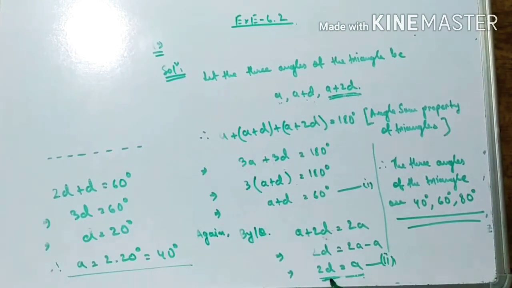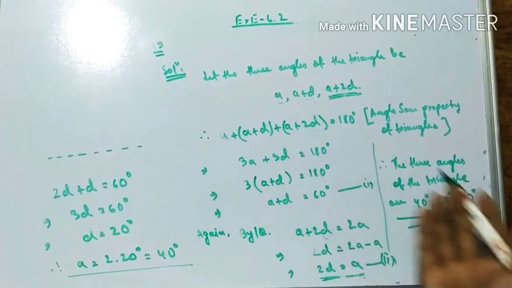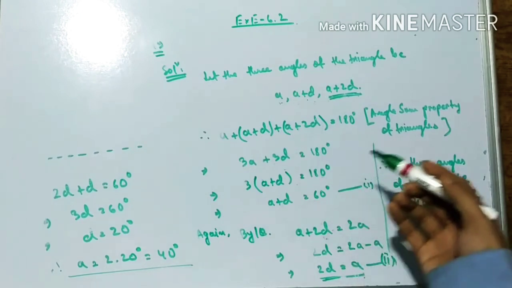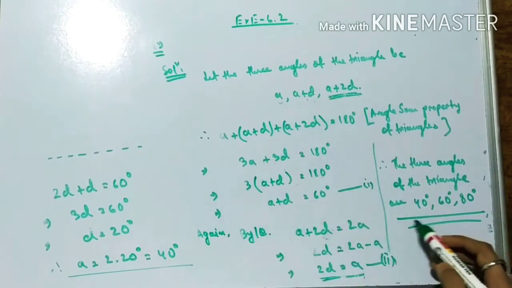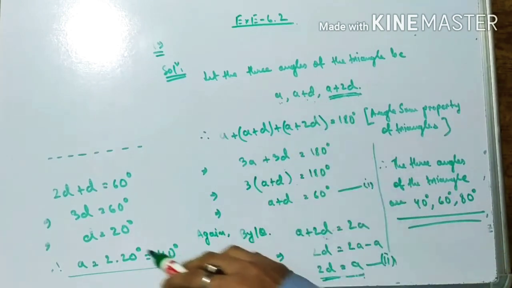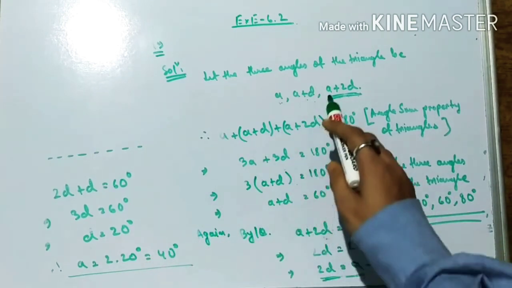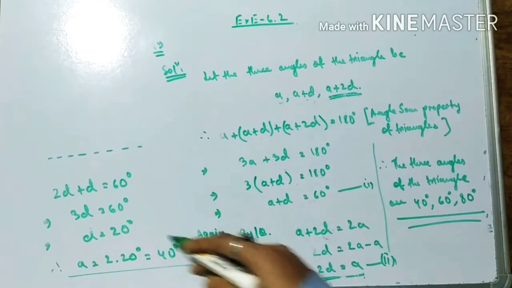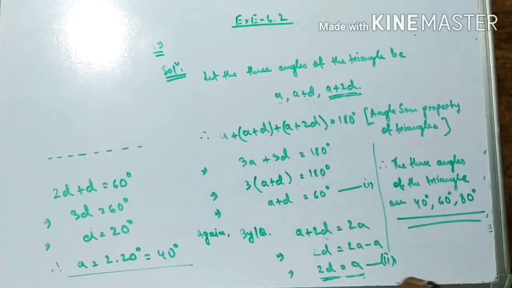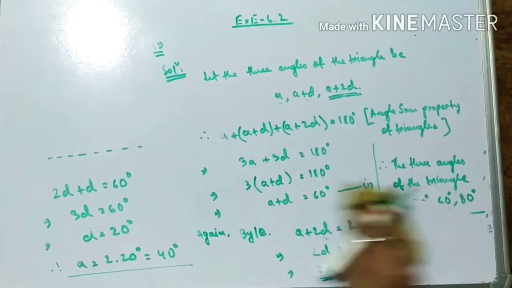So A is equals to 2 into 20, yes, A is equals to 40 I will get. So A I got, D I got, so easily I can find the terms now. Therefore the three angles of the triangle are: first, A value is 40, so 40, comma, next A plus D, 40 plus 20, 60, next A plus twice D, 40 plus 2 into 20, that means 40 plus 40, 80 you will get. Understand? This is your solution. Very easy there. Next I will go to question number 20.